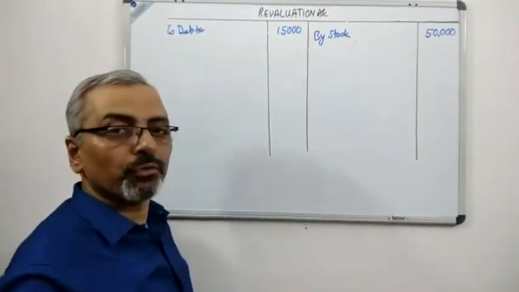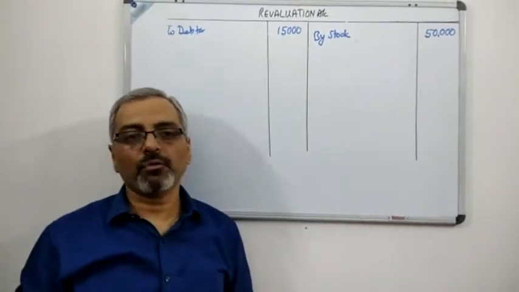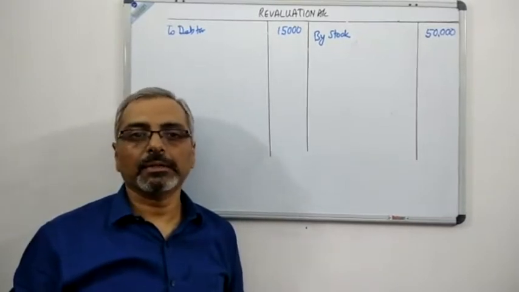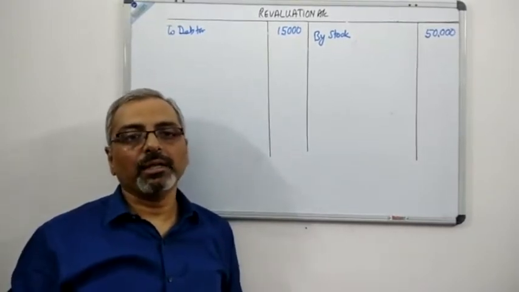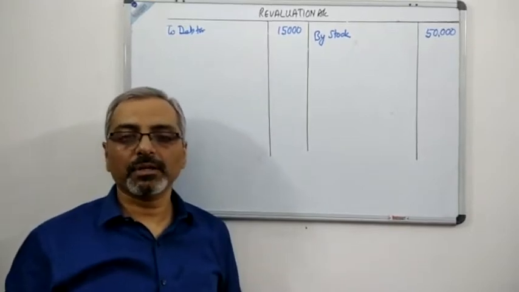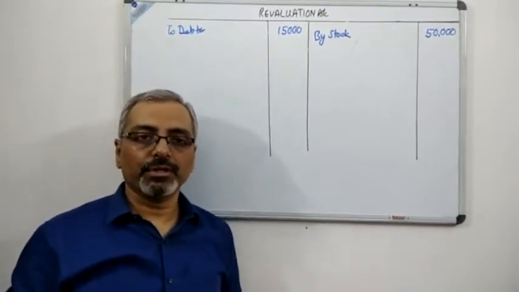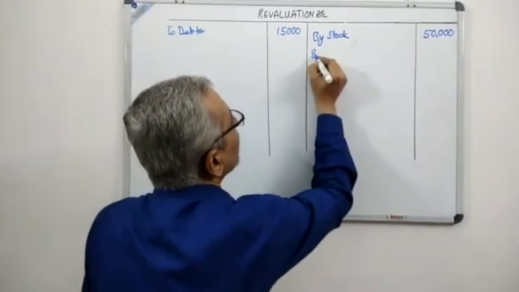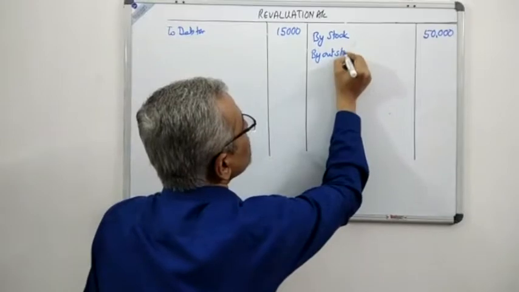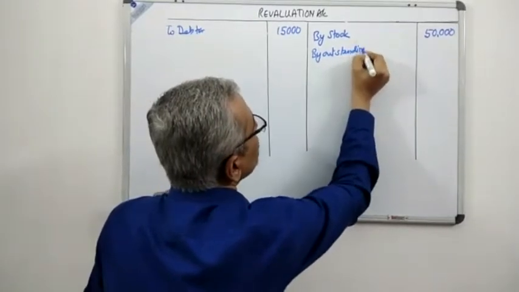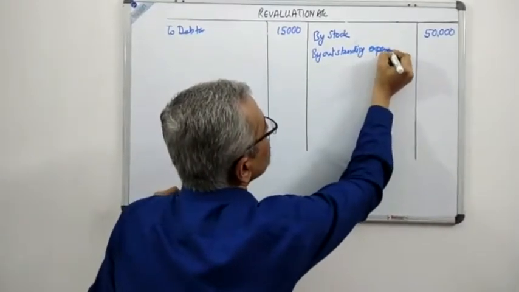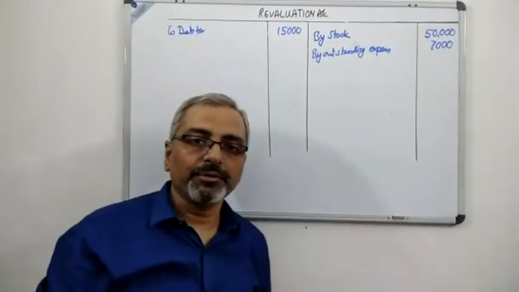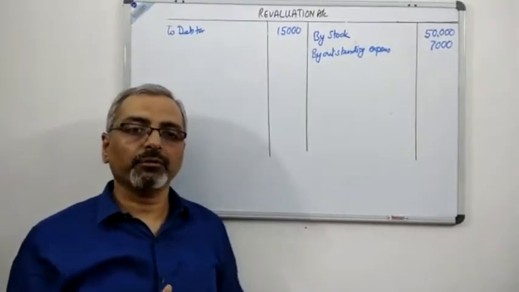Now there are two other pieces of information given. There is information about outstanding expenses. The value of outstanding expenses is decreasing by 7,000, and if the value of outstanding expenses is decreasing, it is a liability which is decreasing and it will go to the credit side of the revaluation account. So therefore, by outstanding expenses 7,000, it is decreasing. Please be very clear. If the value of a liability decreases, it will go to the credit side of the revaluation account.